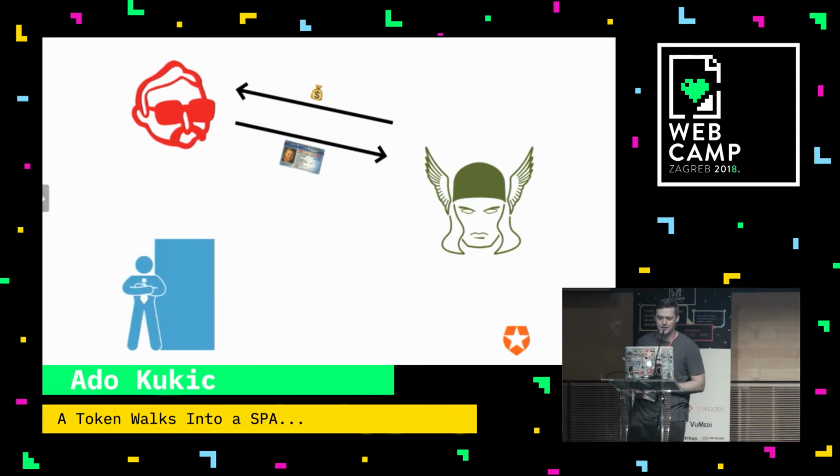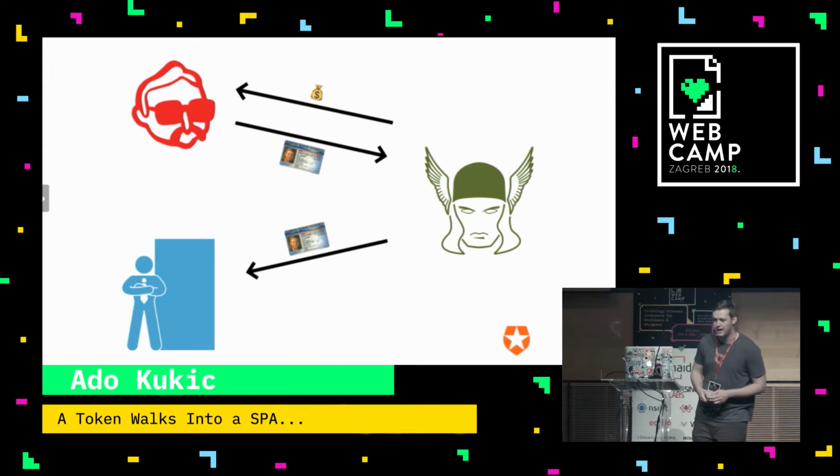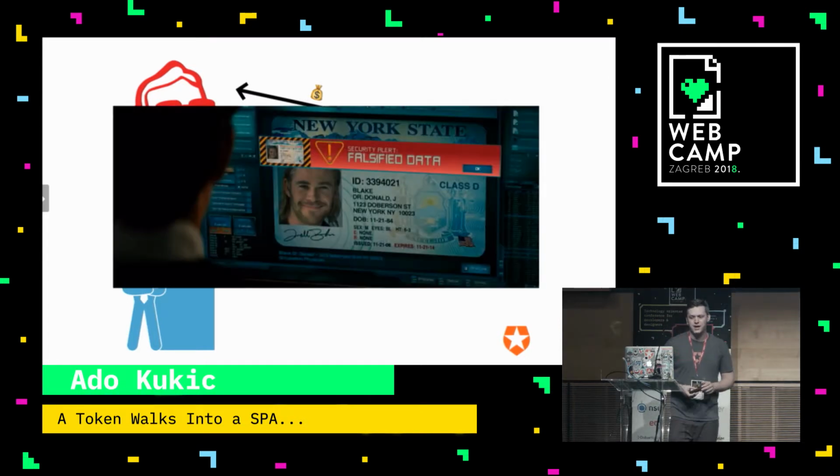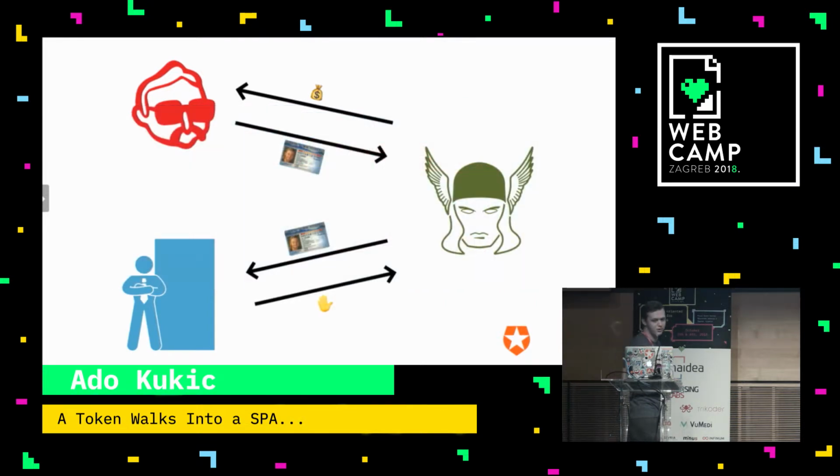But now, when Thor goes to the bar and tries to order a drink, he presents his token. He presents his driver's license. And the security guard out front or the bartender looks at it, runs it through a system, and notices that there's falsified data, the signature doesn't match, something doesn't add up, so Thor is unable to get his drink. And that's how token-based authentication works in the real world.